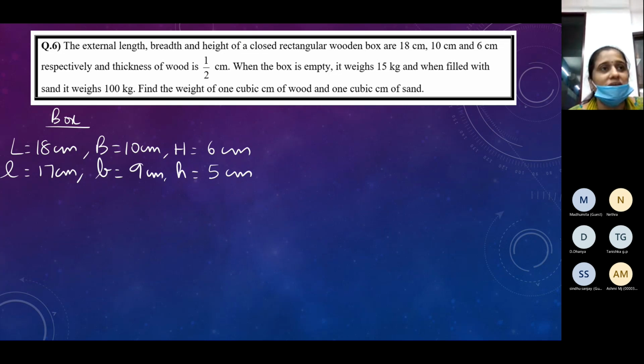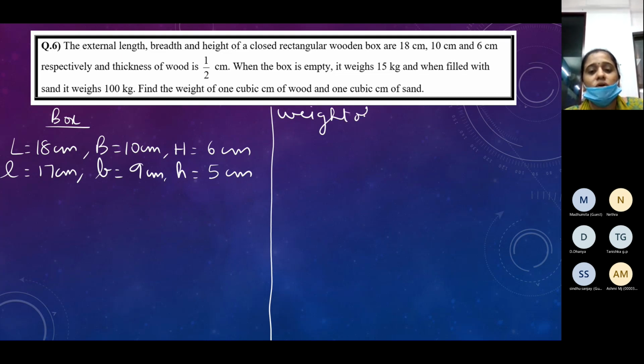The box is empty. Then how is it heavy? How does it weigh 15 kgs? Because the box itself is heavy. The wood is heavy. Correct. So the weight of wood is 15 kgs, correct? Yes, ma'am. Don't work, children. All of you, please listen to me. Weight of wood is 15 kgs.